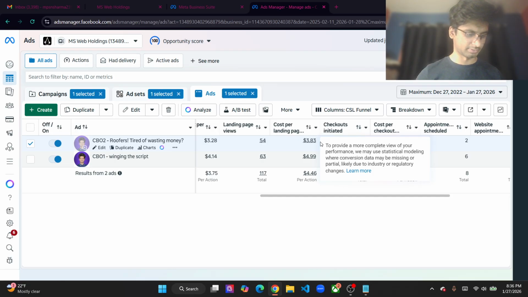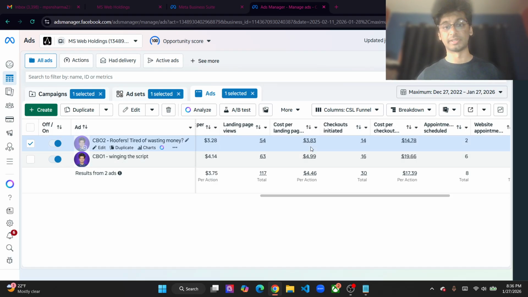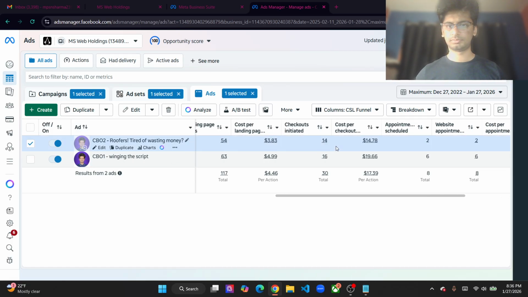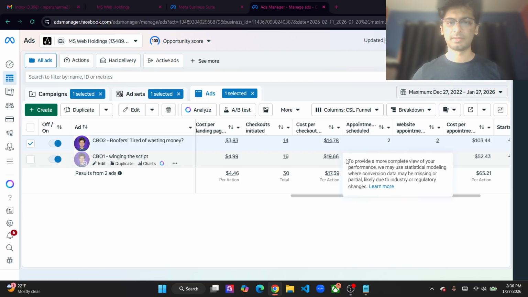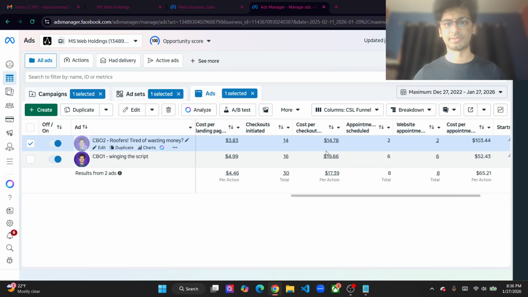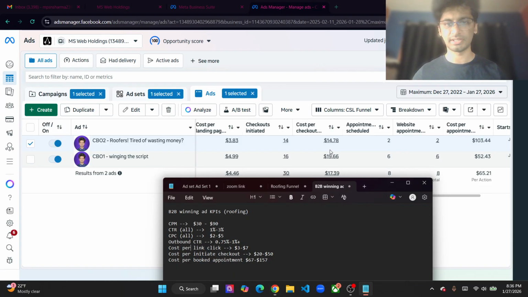Okay, it looks like I didn't write down the landing page view, but this is definitely pretty good for a landing page view. 14 checkouts initiated, meaning it's about $20. Let's just say $19.66 for the first ad, and then $14.78 for a second ad, and that is definitely within KPI, right?